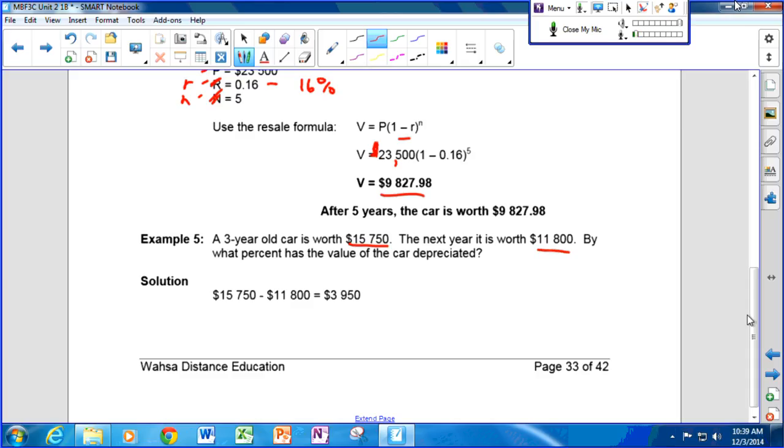Okay, so what we want to do is find out what percent 11,800 is of 15,000, right? So the way I do this, I think they're probably going to show you this. We need to know a percent here.